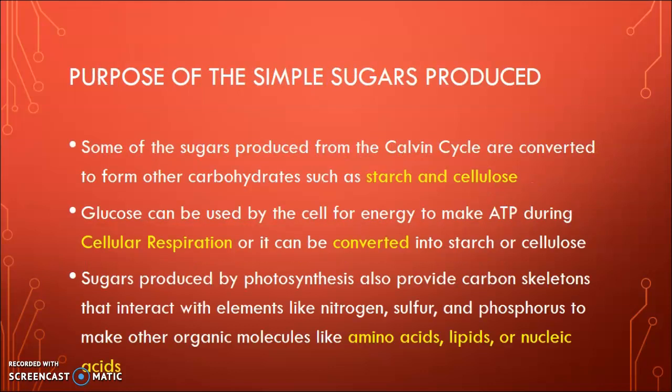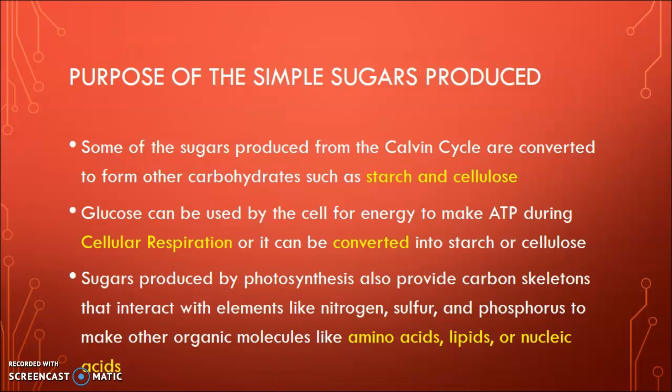Now, the purpose of these simple sugars that we're producing: for some cases, these organisms, like plants, are going to take those sugars and convert them into some other form of carbohydrate, like starch or cellulose, that are going to build the backbone of the cell wall that's going to provide it some rigid structure and help it grow nice, healthy, and strong. We can also use it for different cellular processes like cellular respiration and types of cell transport. Later on, cellular respiration is going to produce ATP to be used for those cell transport processes and protein synthesis.